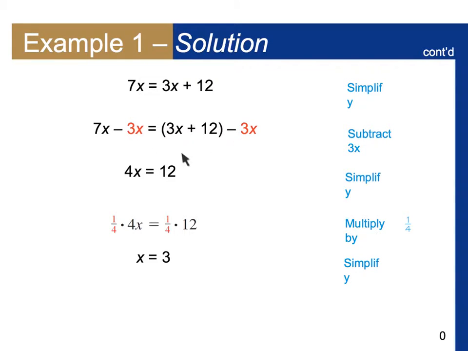So make sure you do it on both sides. Okay, and when you subtract the 3x on this side, it cancels the 3x. And then here we get 7x minus 3x, like terms. We get 4x. So now we have 4x equals 12.